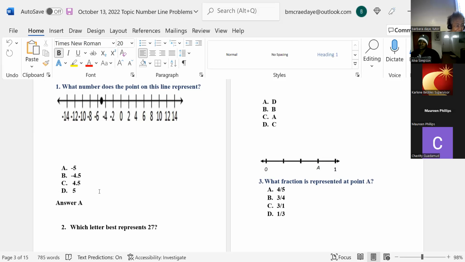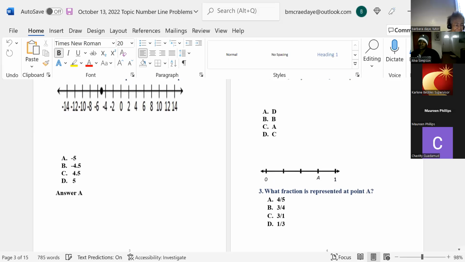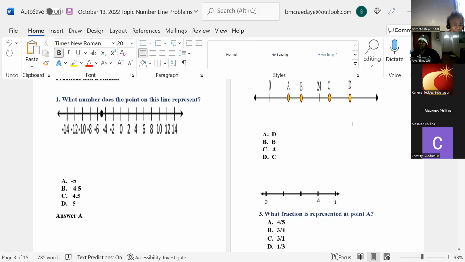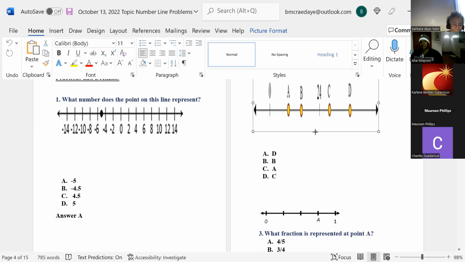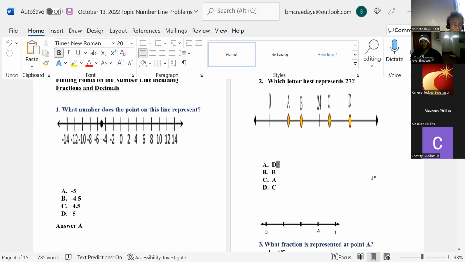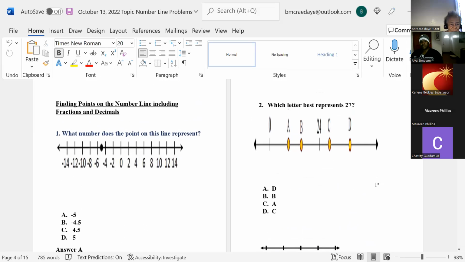Okay. Now, Maureen, you can do the next one. Let me bring it where you can see it, and then I'll make it bigger. Maureen, read number 2 and then take a look at it and tell me what you think the answer is. Which letter best represents 27?